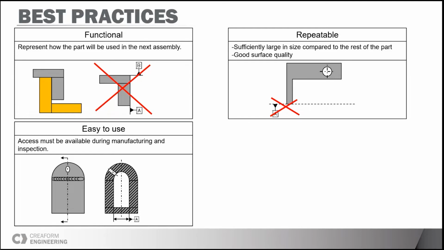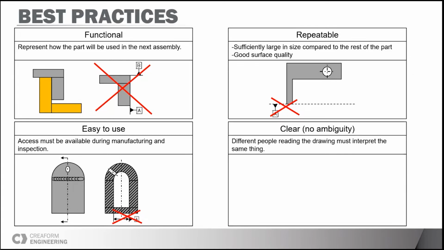So this is really an extreme example, but when we talk about ease of use, we also talk about any kind of datum that will require a complex setup to properly hold the part. So sometimes we don't have the choice to do it, but if it's possible, we will also try to avoid this. The last one is clarity.